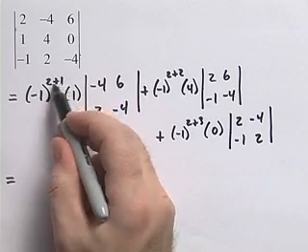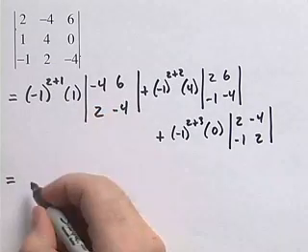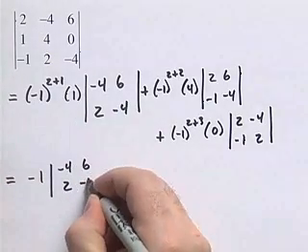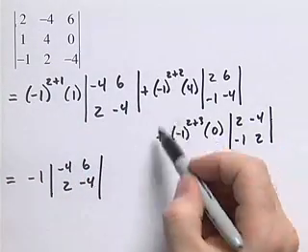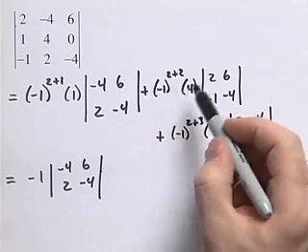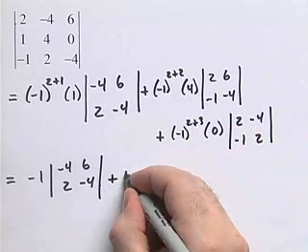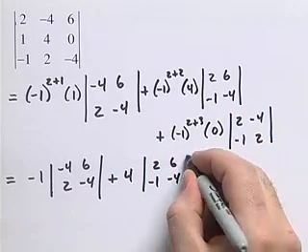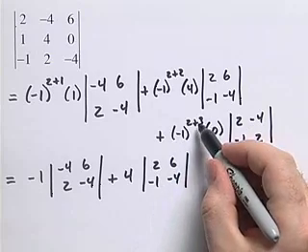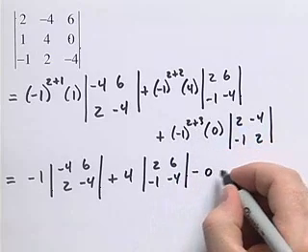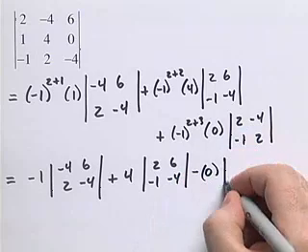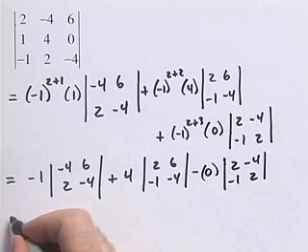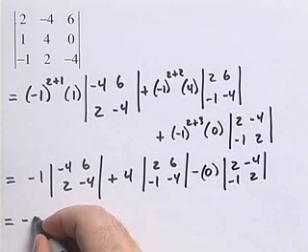-1 to the third power is negative. And we have a -1 times the determinant, -4, 6, 2, -4. We have -1 to the fourth power is positive, so we'll get a positive 4 times the determinant, 2, 6, -1, -4. -1 to the fifth power is negative, so we'll have -0 times the determinant, 2, -4, -1, and 2. So here we'll have -1 times.